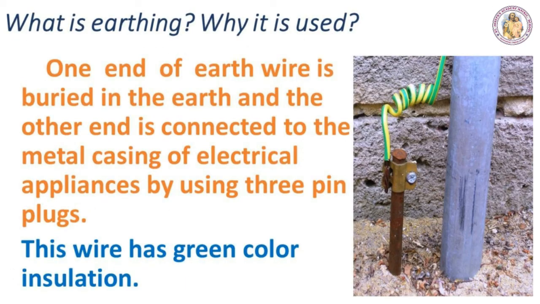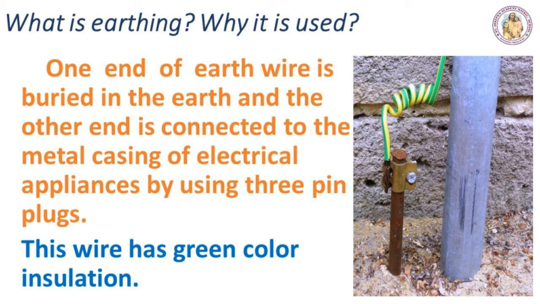What is earthing? Why is it used? In domestic circuits, a third wire called the earth wire, having green insulation. One end of the earth wire is buried in the earth and the other end is connected to the metal casing of electrical appliances by using 3-pin plugs. This wire has green color insulation.